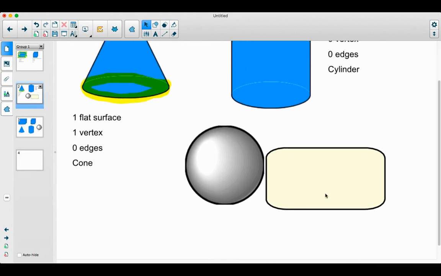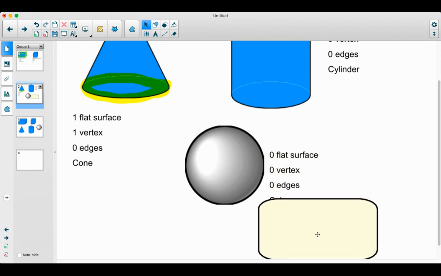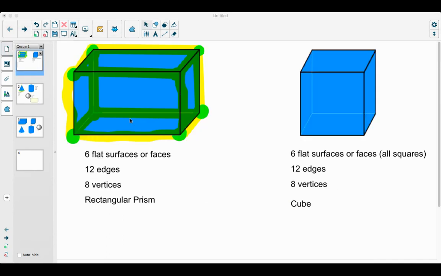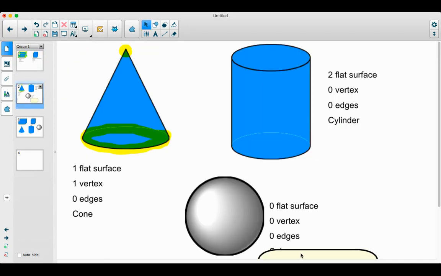Finally, our last shape today is called a sphere. A sphere is special. It can roll. You might recognize it as a soccer ball or a different type of ball. But a sphere has no flat surfaces, 0 vertex, 0 edges, and we call this a sphere.